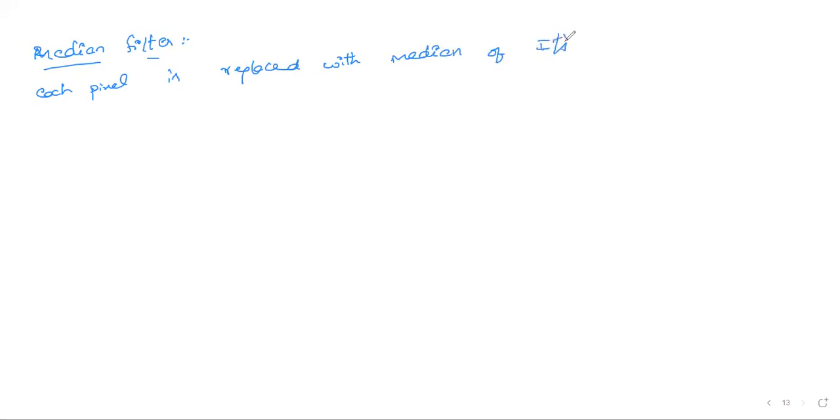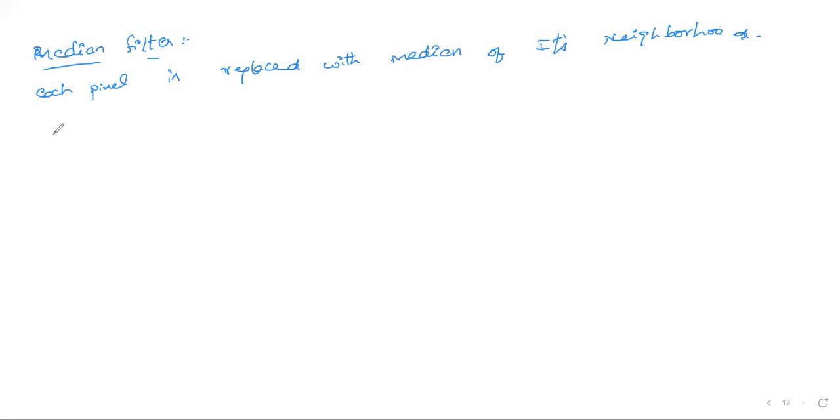Next one is the median filter. Median filter is nothing but each pixel is replaced with the median of its neighborhood.